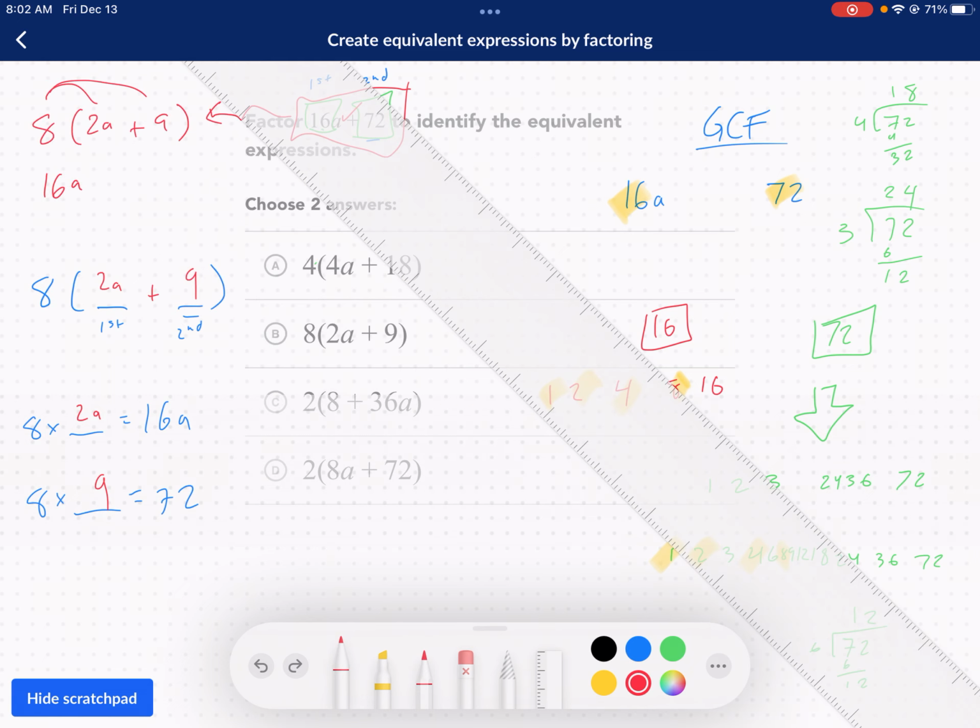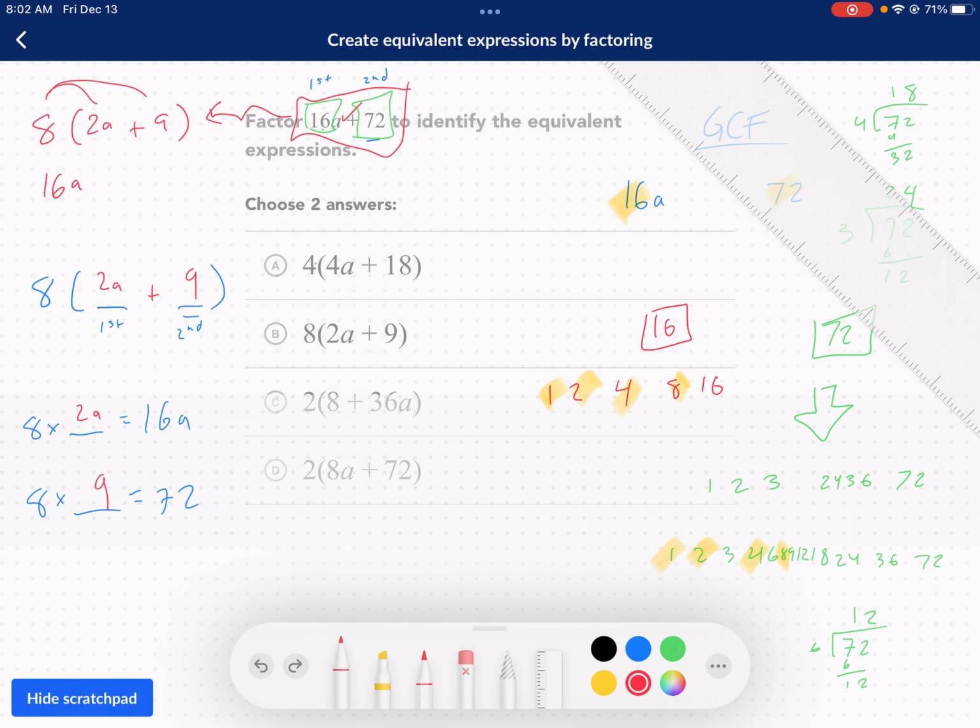And I'm not sure how to get it off. Let's just move it over there. 16a plus, and then 8 times 9 is 72. So I have 16a plus 72. That checks out. So I'm going to look for this in my multiple choice, and it looks like it's right here, B.